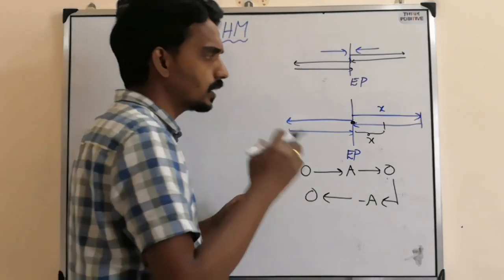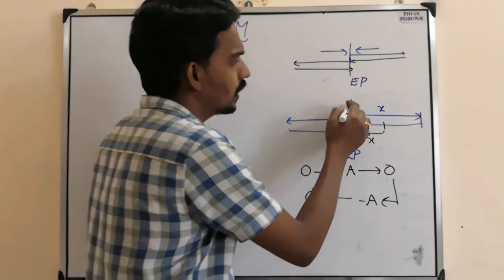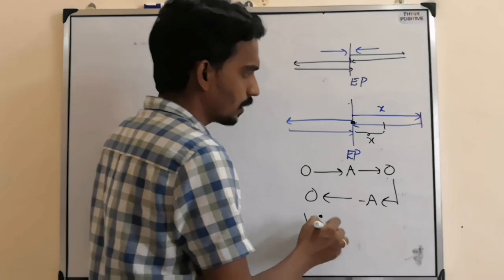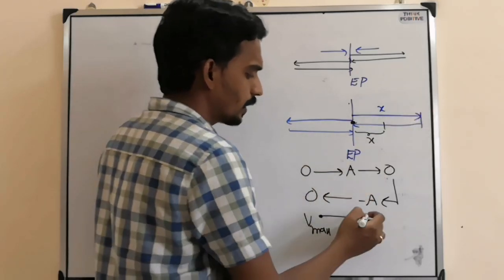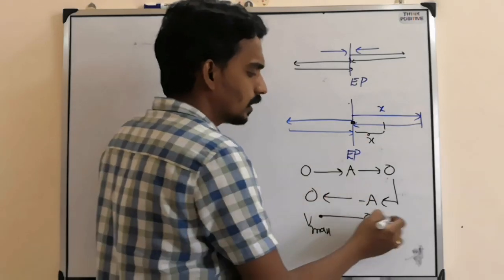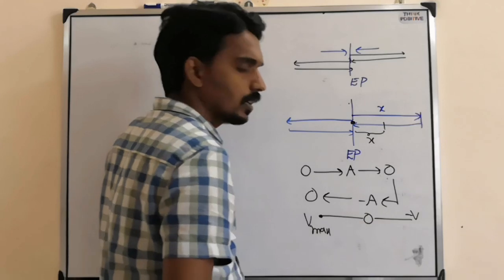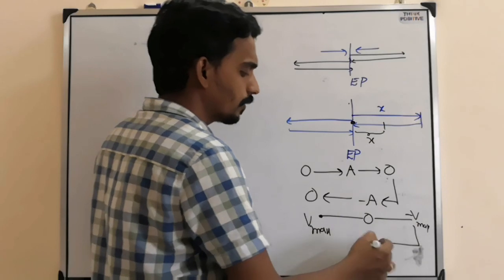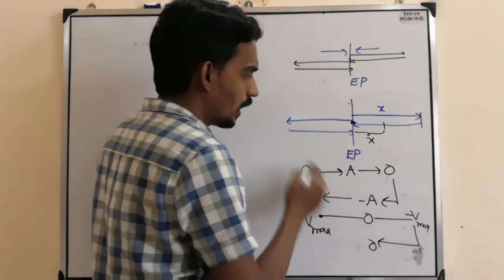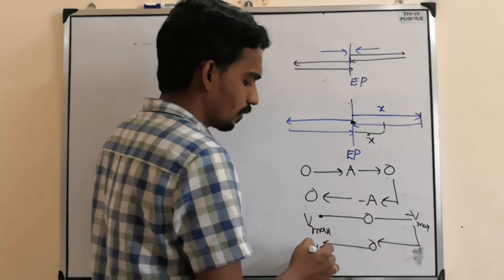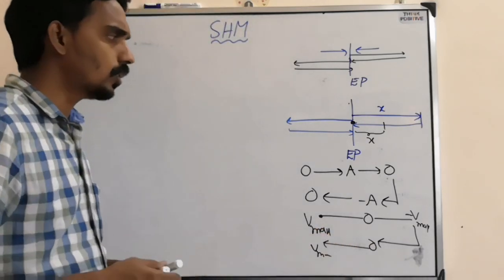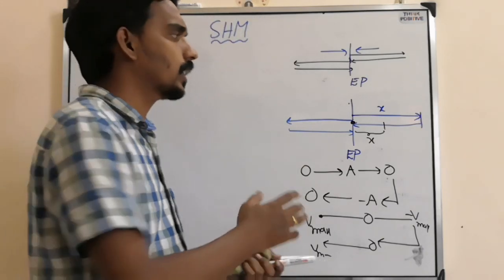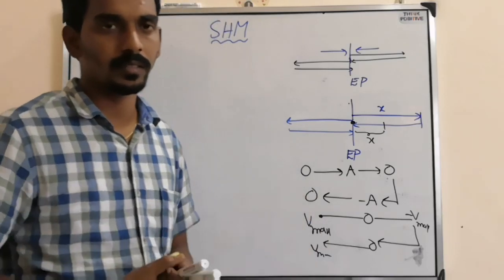Not only displacement, its velocity also keeps on changing. Here the velocity is maximum first. Then it reaches the other end, then it becomes 0. Then it comes back, and again becomes maximum but negative maximum because it is moving in the opposite direction. Then it reaches the end, again it becomes 0. Then it reaches the central position again, then again Vmax. So like this, the displacement, velocity and also acceleration of the particle keep on changing at every point.